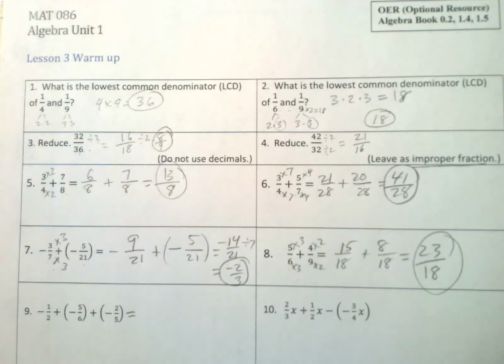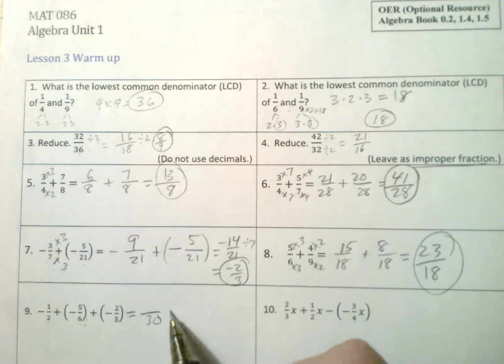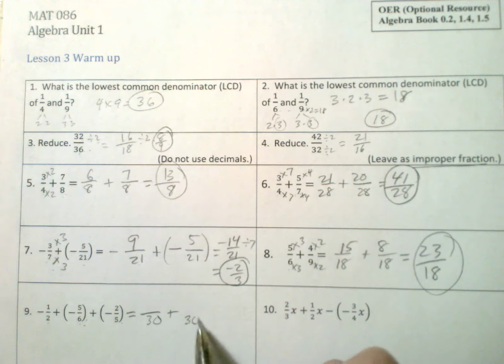All right, now we got 3. 2 goes into 6, but it doesn't go into 5. So the problem is 6 and 5, which do not have any common factors. 6 times 5 is 30. So we're going to use 30.